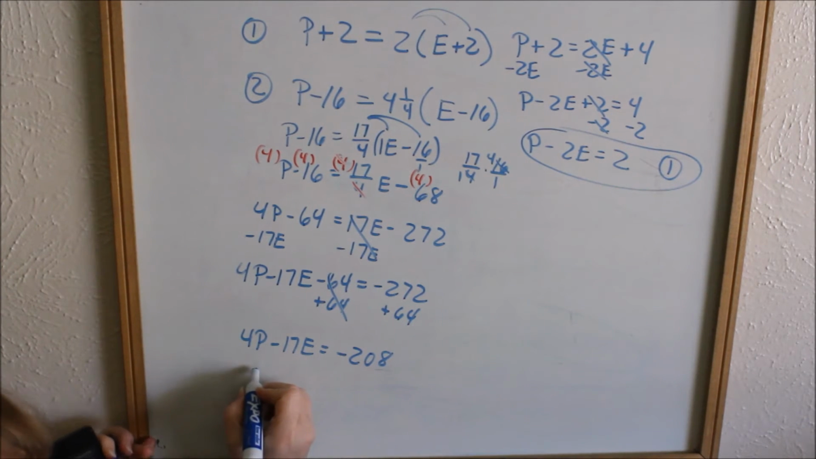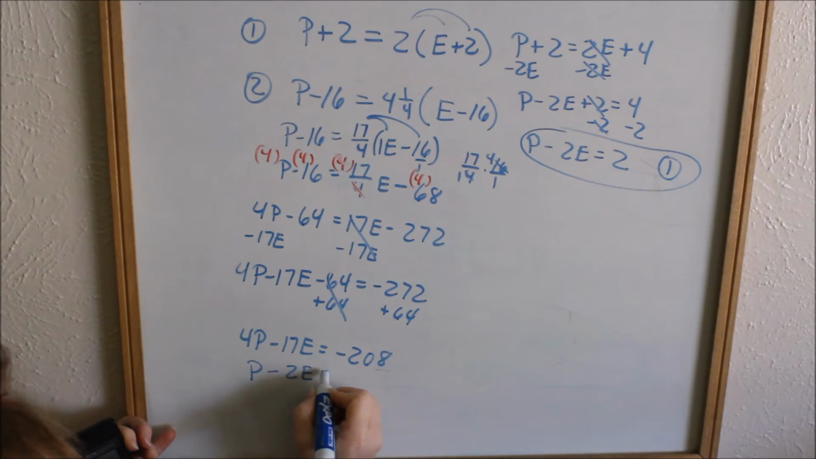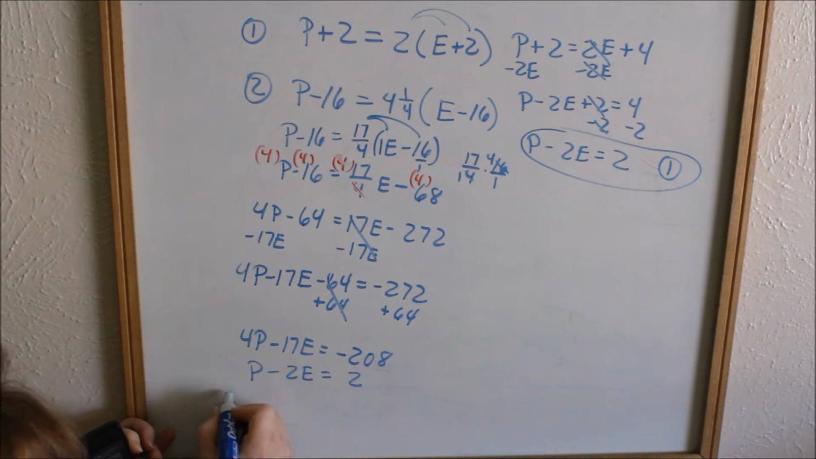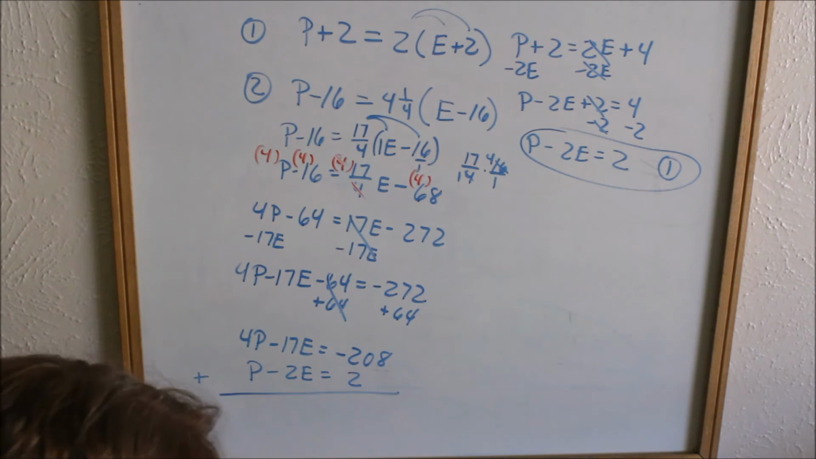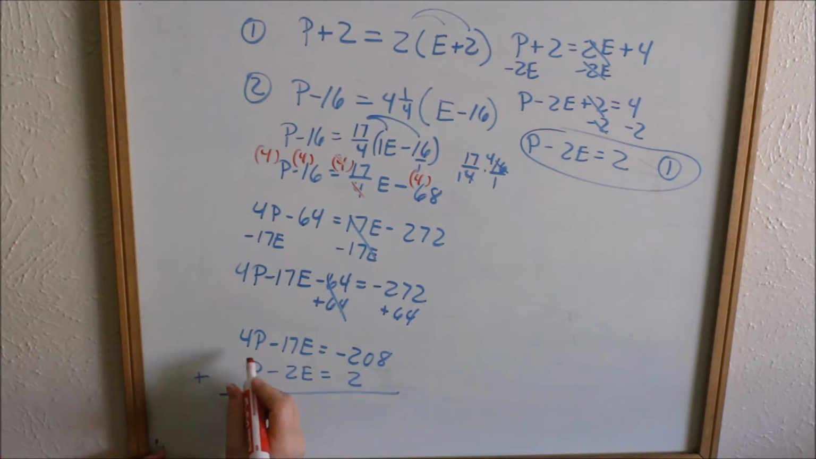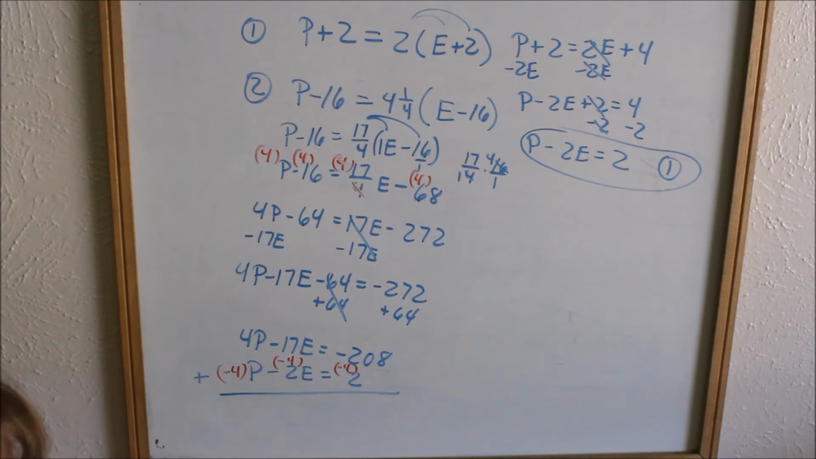Now that I have my P's and E's on one side and numbers on the other side, I can stack my other equation on top of it, because that's what you do for elimination. You stack everything on top of each other. You have all your P's, all your E's, all your whole numbers. Then you add your equations. If I add them right now, nothing will eliminate. But to get something to eliminate, if this were a negative 4P, then that would eliminate. So I have to multiply everything by a negative 4.